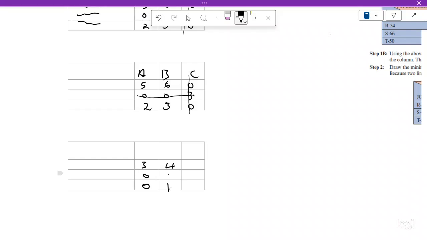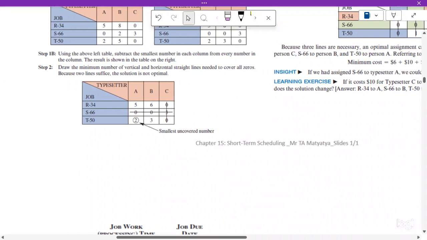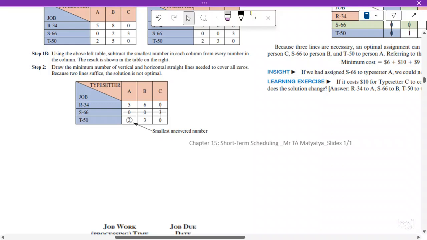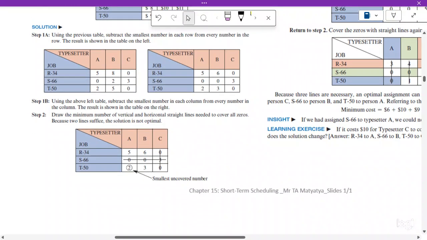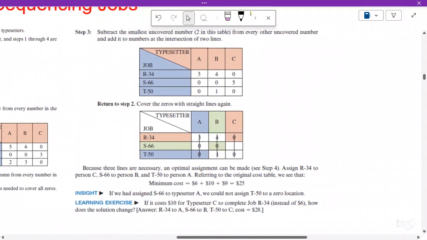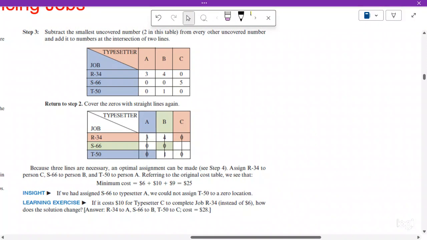And 0, 0, 0, 3, 0. You should be able to do this. Every column has a 0, then you're able to subtract all of them. Are we clear? So this is what they did. 2, then it'll end up looking like this. Okay?